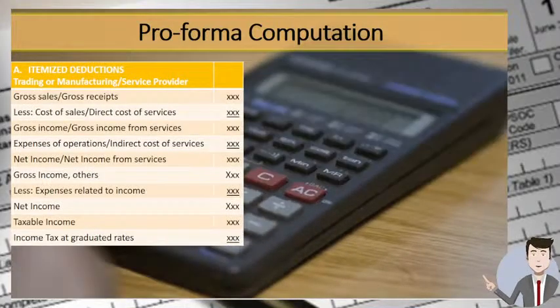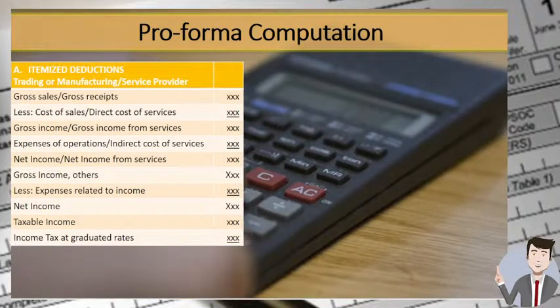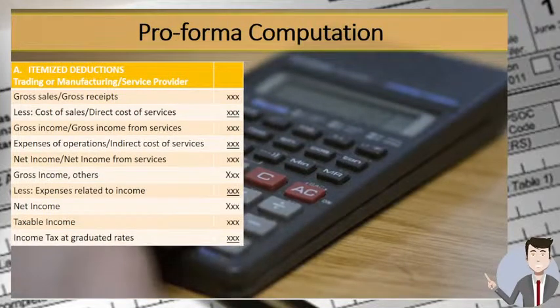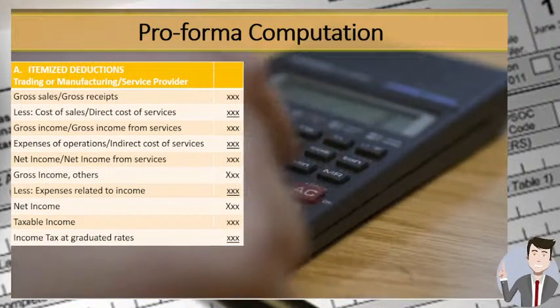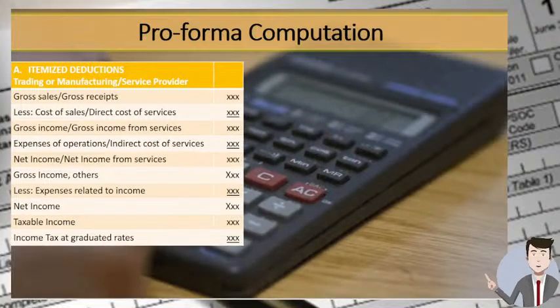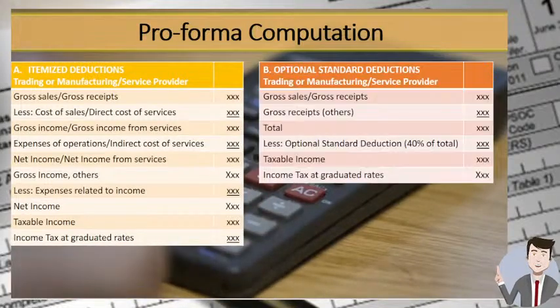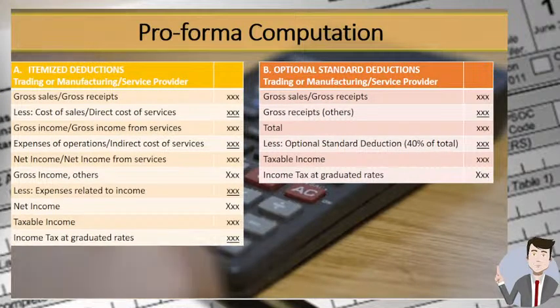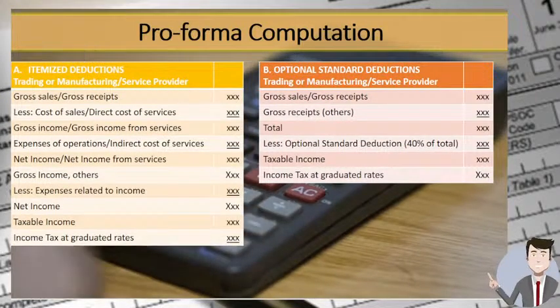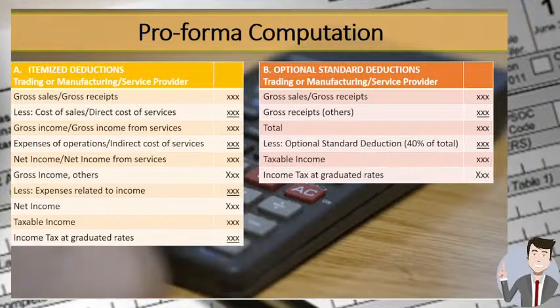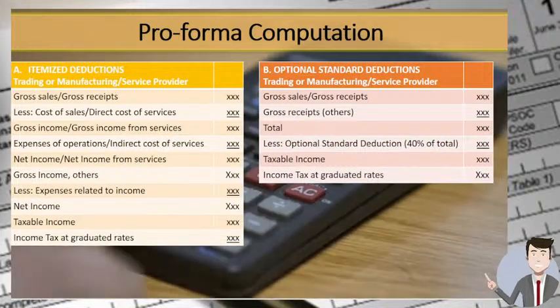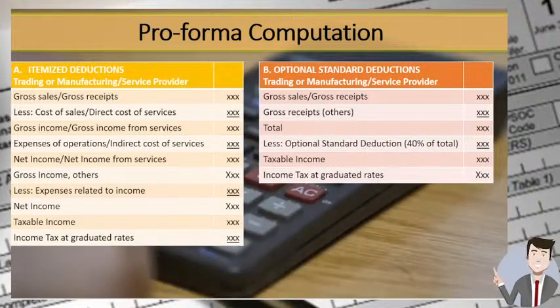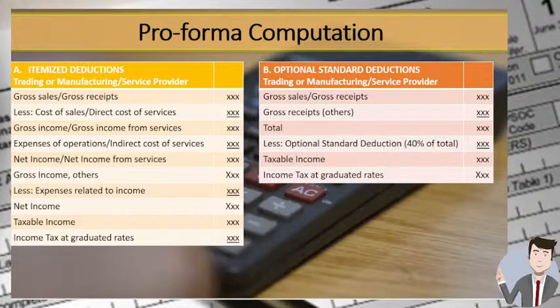So, first, we have to consider two options. So, overview lang ni guys. We will discuss this more on chapter 5. So, the pro forma computation for two options, we have your itemized deduction, and the other one is optional standard deduction. So, under our tax laws, allowed ang mag-deduct sa tawag nga OSD or what we call optional standard deduction. So, let's first discuss the pro forma computation for itemized deduction.